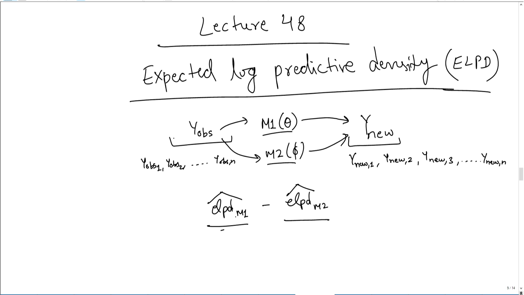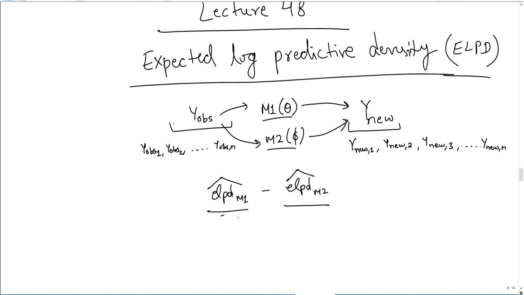So let us delve into how we get this measure ELPD and what it means. We are going to build on what we discussed in the previous lecture. Let's say this is your task: you have some data y obs, and you want to predict some future data y new. These are the models that you want to evaluate, M1 and M2. In the previous lecture, I think we called them Q and R. So let's say this is model Q, and this is model R.